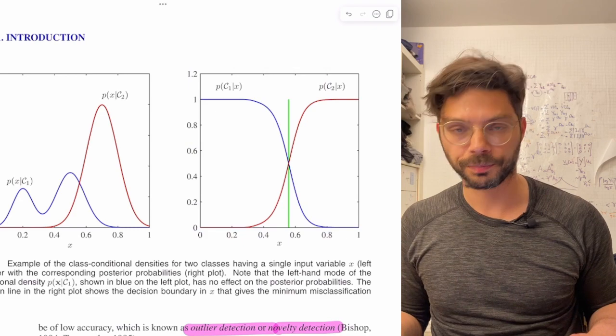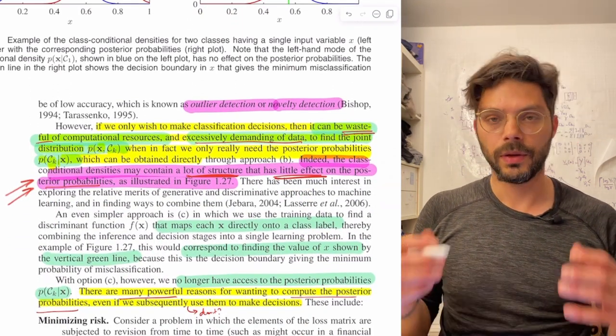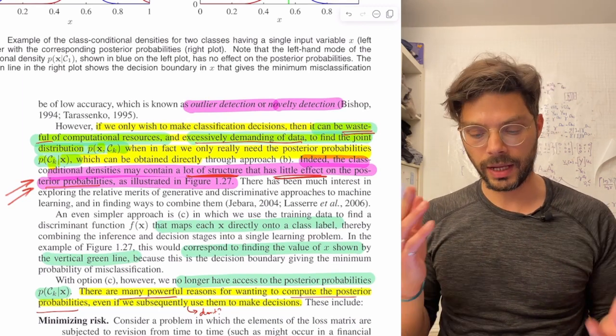Okay, cool. All right, so let's continue. So that's what that figure was about: the difference between generative and discriminative approaches.